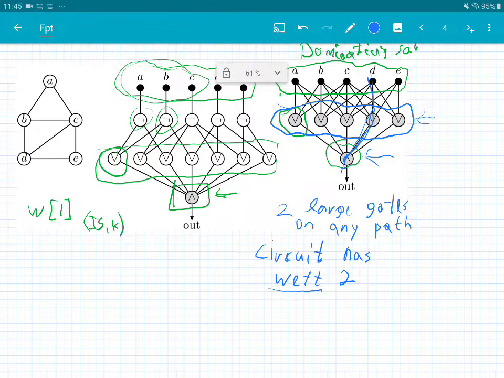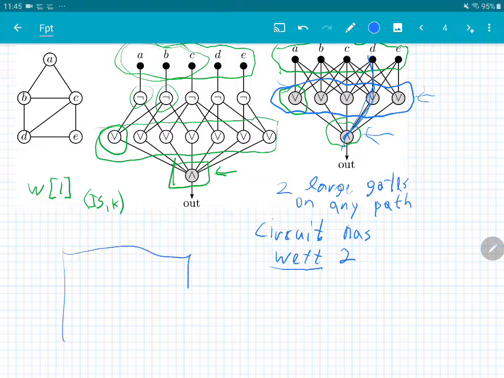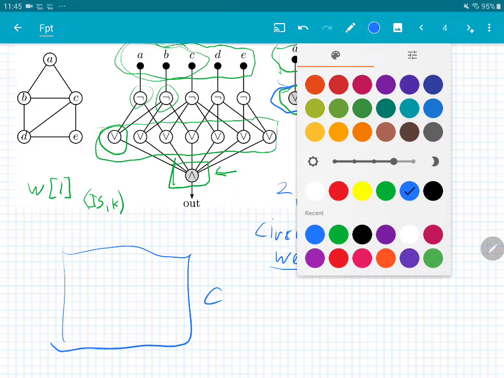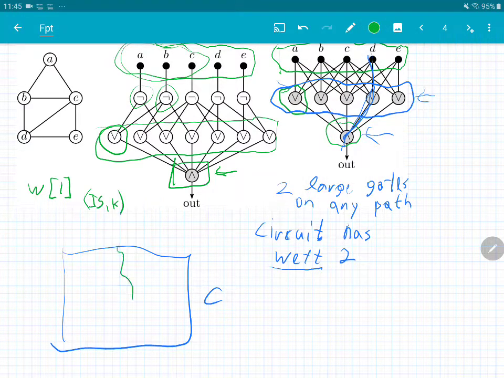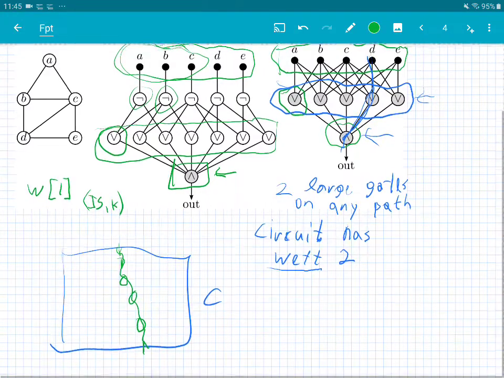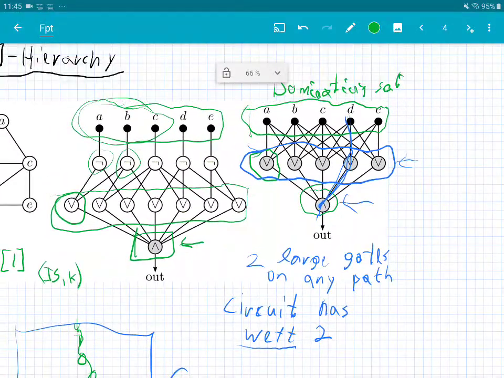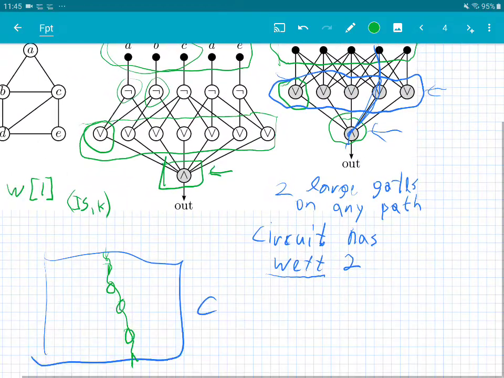So weft in general, just to tell you what the weft of a circuit is. We have a circuit C, let me just repeat it. It's the maximum number of large gates in any path from an input to the output, right? Because a large gate, again, is a gate that has 3 or more wires going into it. So dominating set is a circuit of weft 2, so it's going to belong to W2.